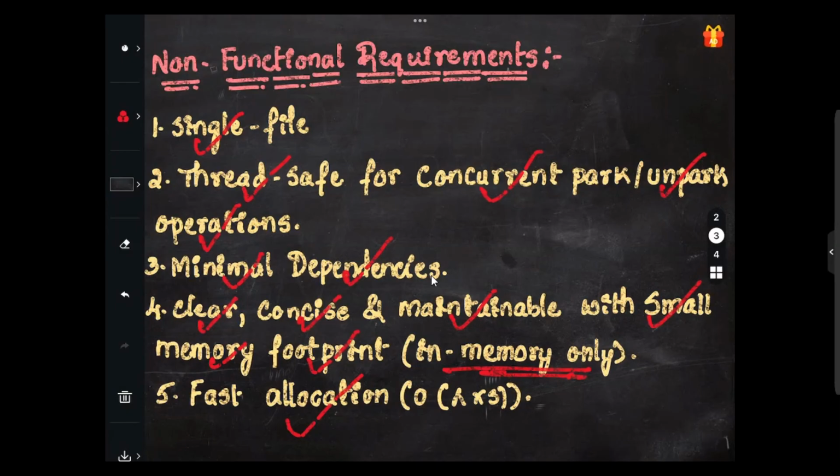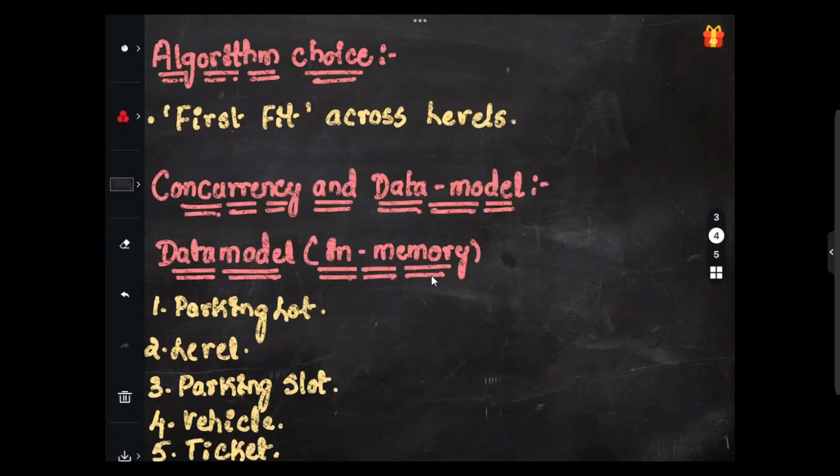Now let's move on with the algorithm choice. First, we will be going with the first fit across levels algorithm. First fit across levels means we will be scanning the levels in order, picking the first compatible free slot. Why will we be going with this? Basically due to the simplicity and deterministic behavior, right? So this is good for the demo or solving the LLD problem.